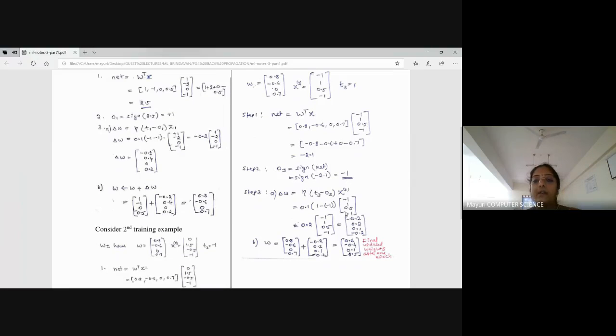Then you have to update your weight vector. First of all, you have to calculate delta W, which is learning rate into target output minus actual output into input. If you do that, I think you're getting this value, and then add that to the actual weight. So your weight updation is actual weight plus delta W, right? So these are your final updated weights.